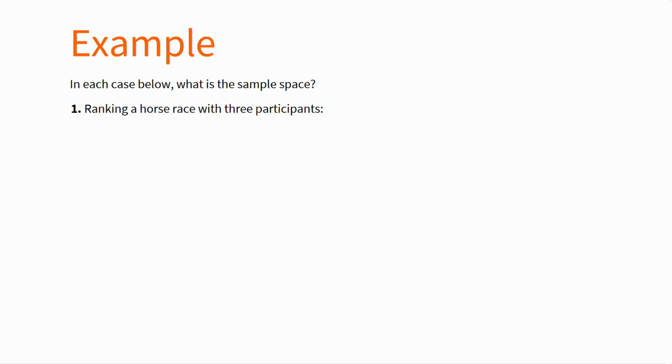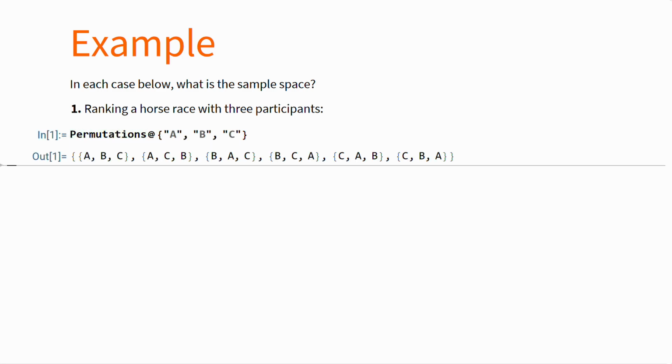Now let's take a few more applied examples. Consider ranking 3 horses in a race. We'll be very original and name them A, B, and C. Then with the permutation function, we can get all the orders. So A, B, C, A, C, B, B, A, C, and so on, 6 orderings in total.